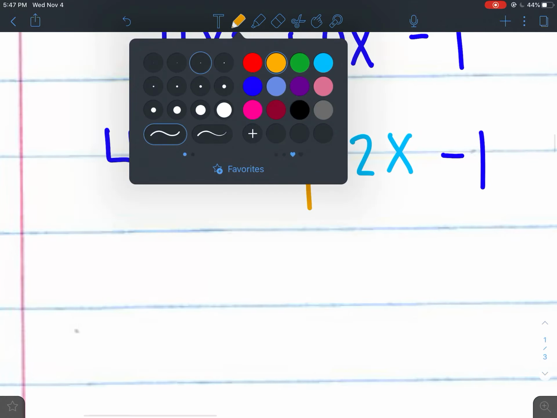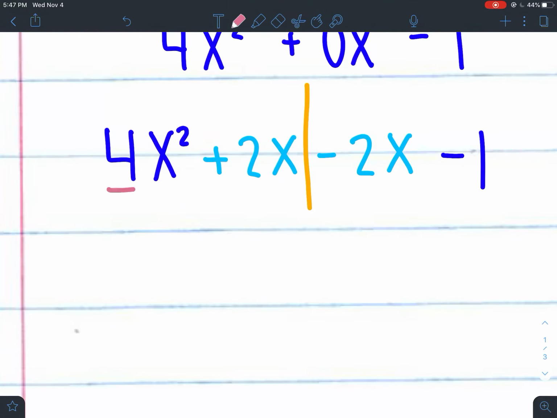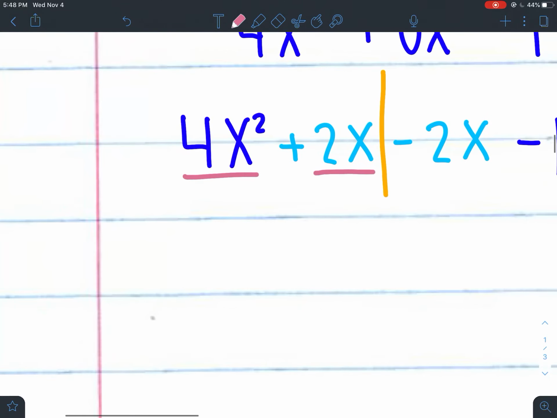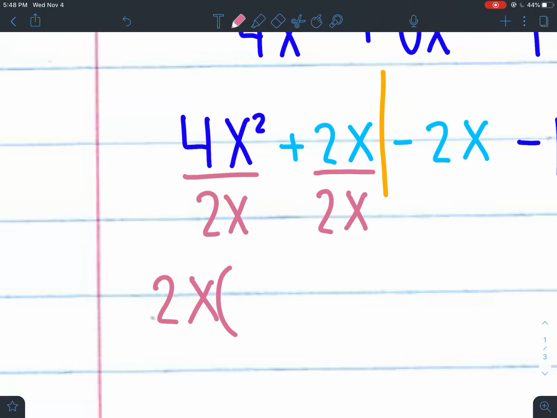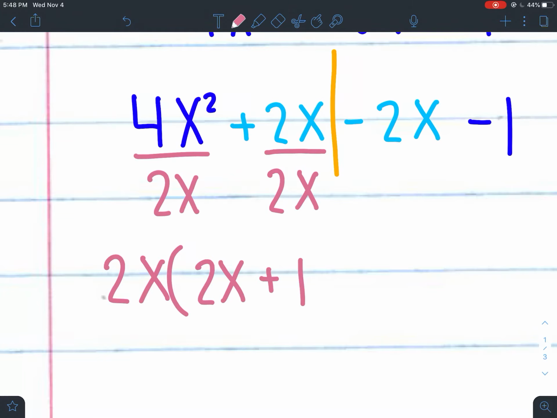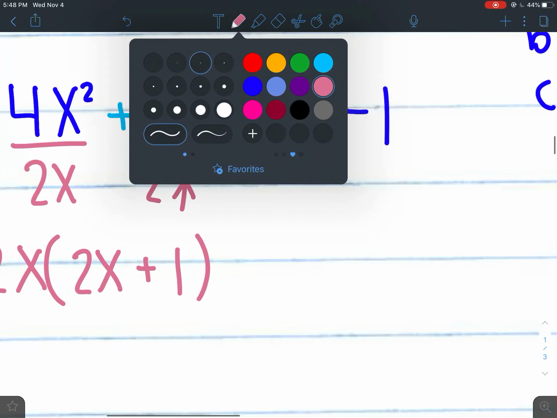So I split it into groups. So first group on the side here, I'm going to take out my GCF. The largest thing that can be taken out of both is 2x. My GCF goes on the outside of my parentheses, and my leftovers go on the inside. 4 divided by 2 is 2, and I have 1x left over. 2 divided by 2 is positive 1. My x's cancel, so I have to write that 1 there because there is no variable attached.